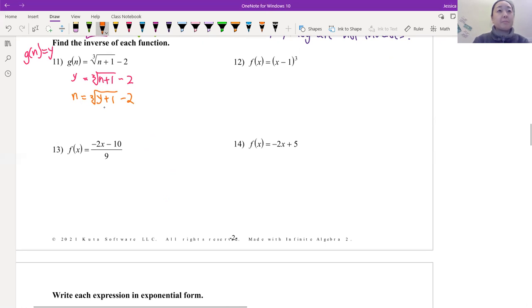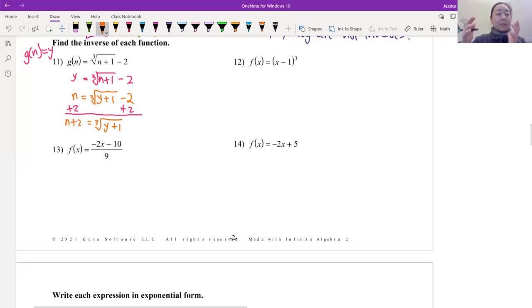So here we go. We've got y on the right-hand side, and we want to get rid of all this other stuff. We just use the algebra that we've been doing, solving for x kind of thing. Same thing. So here, I'm going to get rid of the minus 2 first. So I'm going to add 2 to both sides. And you know that I know that n plus 2, we can't add that. So it's just n plus 2, is equal to the cube root of y plus 1.